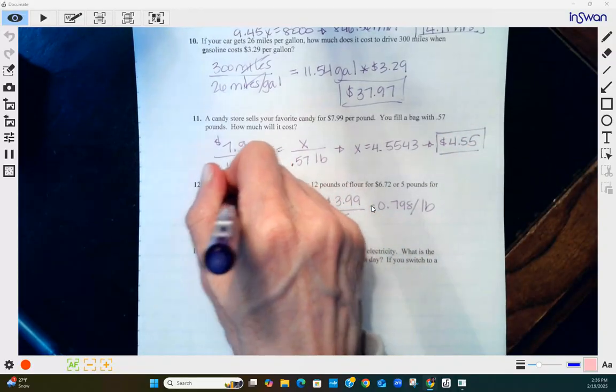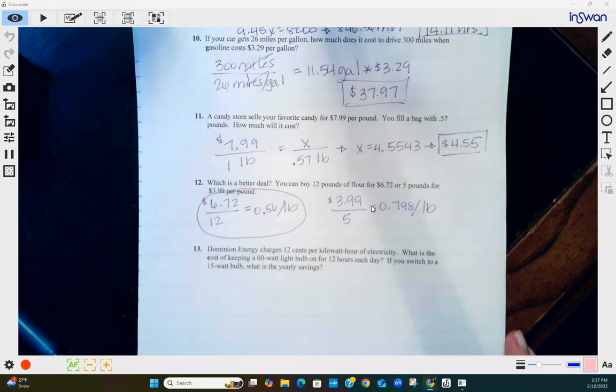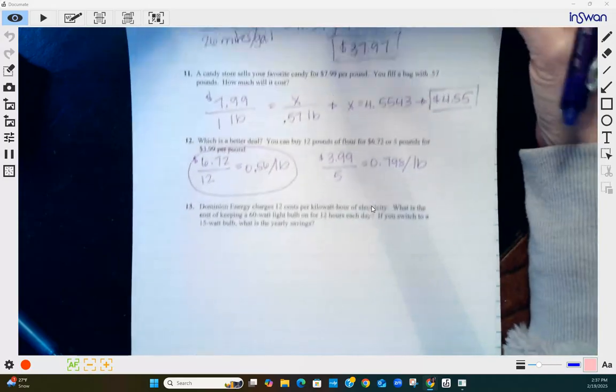So the better buy would be to go ahead and get the 12 pounds, if it's not something like that you're going to have to throw away. We tend to think that the bigger quantity should be the better deal, but we like to check because that's not always the case.